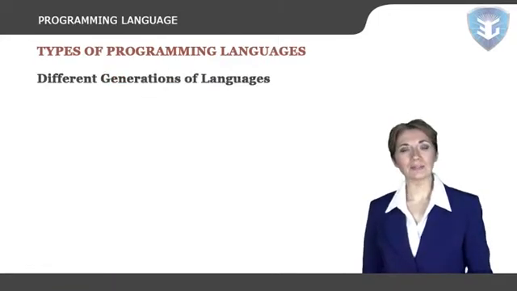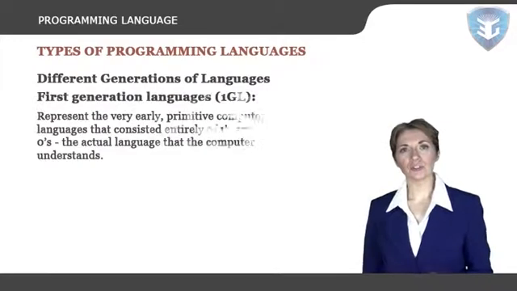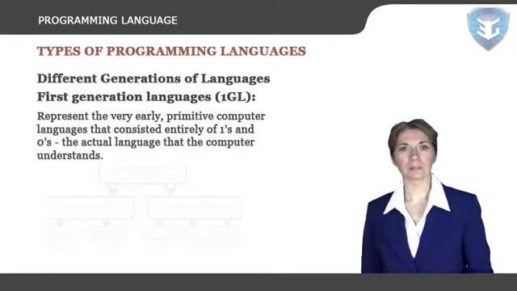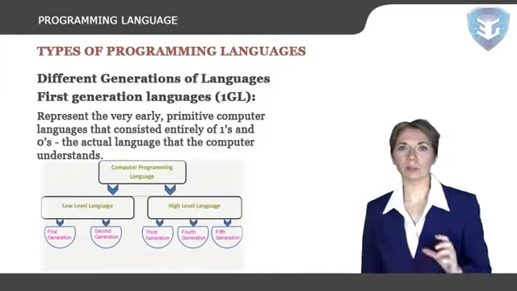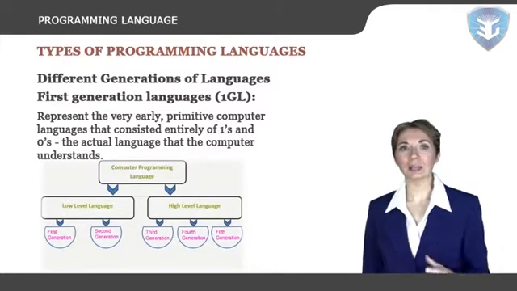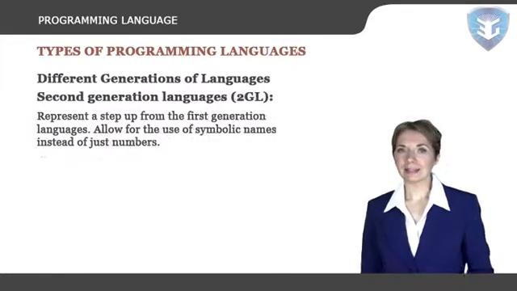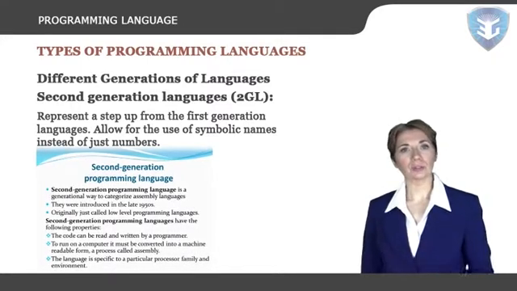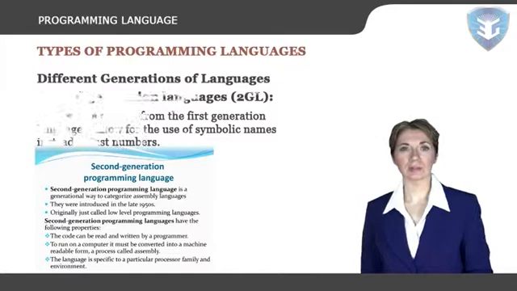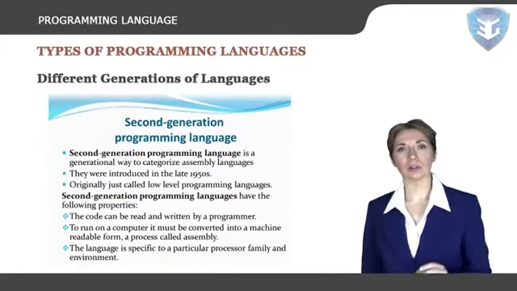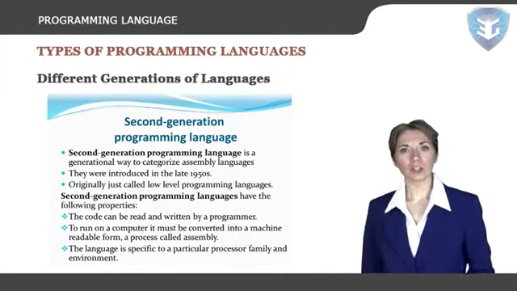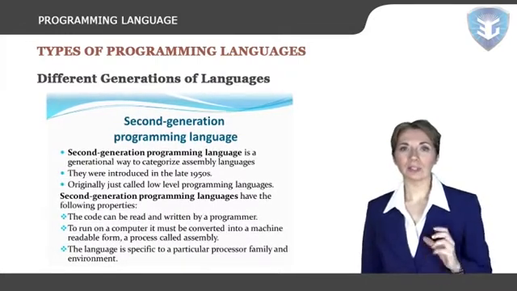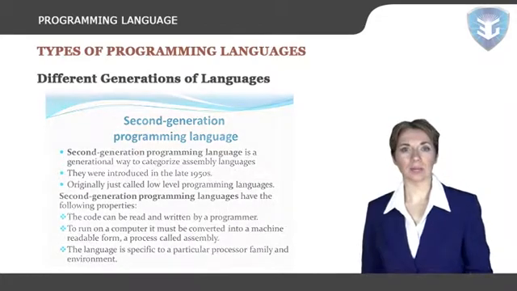Here we will talk about different generations of languages. First generation languages, 1GL, represents the very early primitive computer languages that consisted entirely of ones and zeros, the actual language that the computer understands. Second generation languages, 2GL, represents a step up from the first generation languages, allows for the use of symbolic names instead of just numbers. Second generation languages are known as assembly languages. Code written in an assembly language is converted into machine language, 1GL.